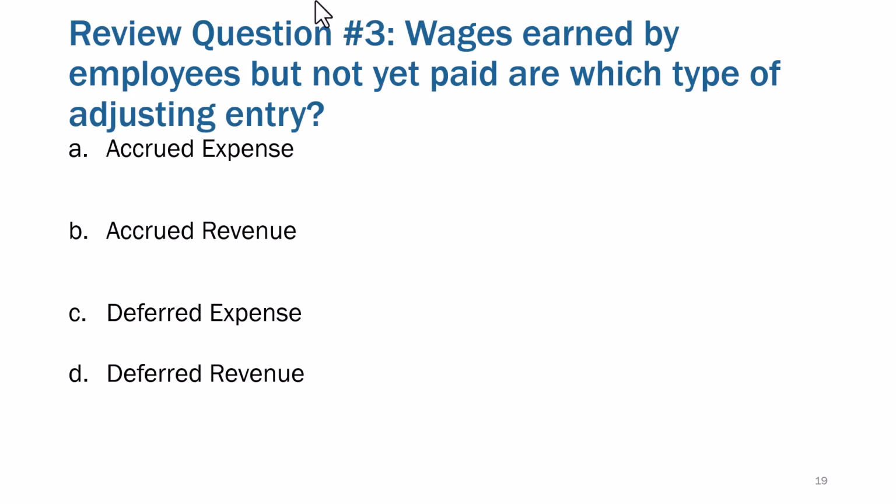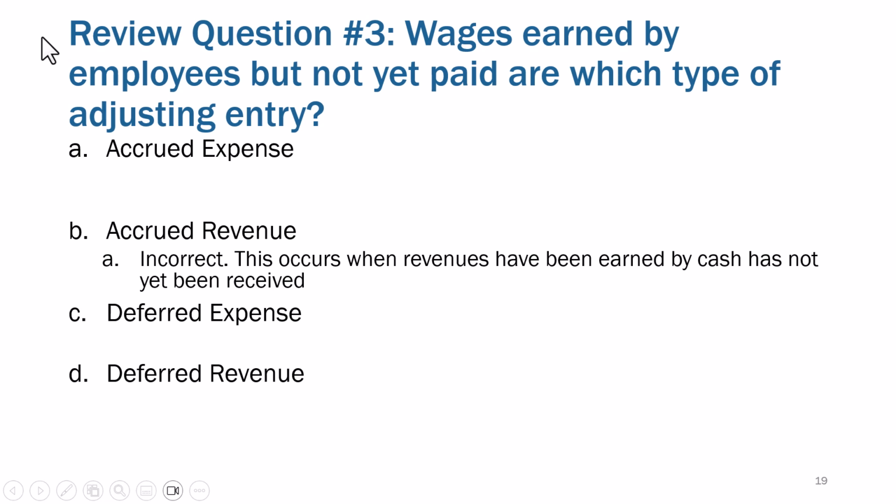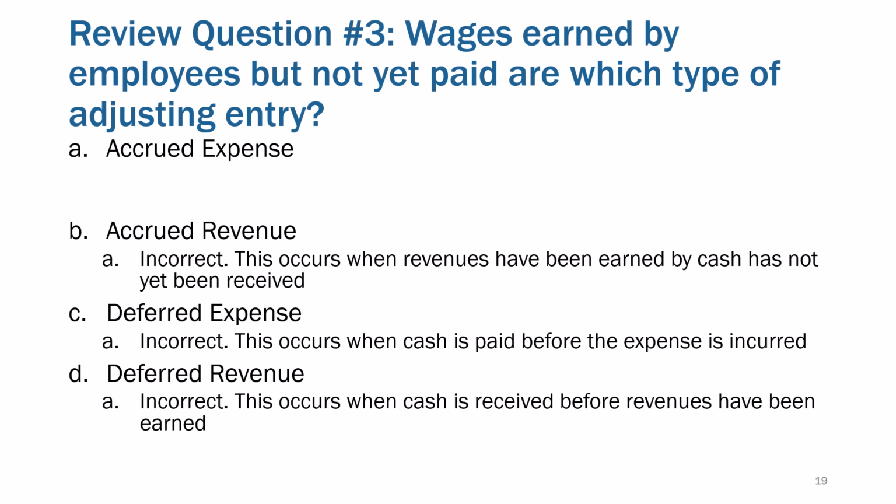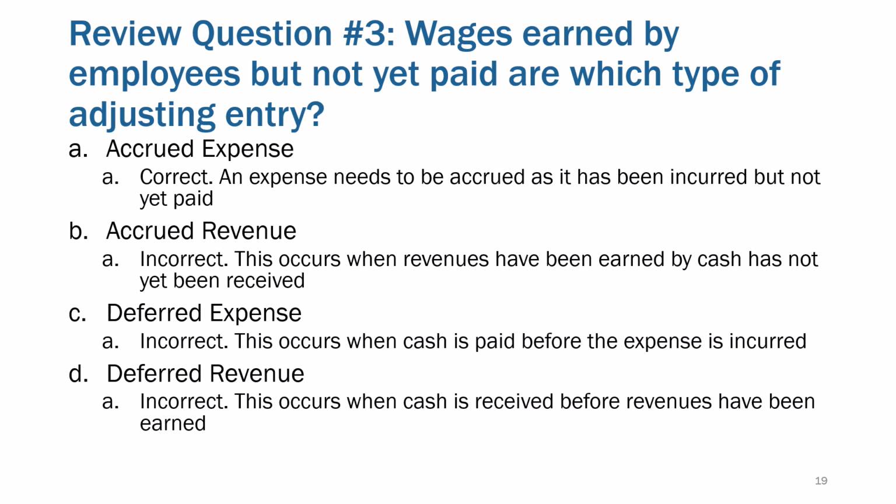All right, review questions here. Wages earned by employees but not yet paid are which type of adjusting entry? So think about that one. What do you think? All right. Well, it's not an accrued revenue because that's when you've earned revenues but haven't collected the cash. It's not a deferred expense. That's when you've paid cash, but the expense doesn't happen yet. It's not deferred revenue. That's when you got cash but didn't earn the revenue. This is an example of an accrued expense where an expense happened that you have not yet paid for.